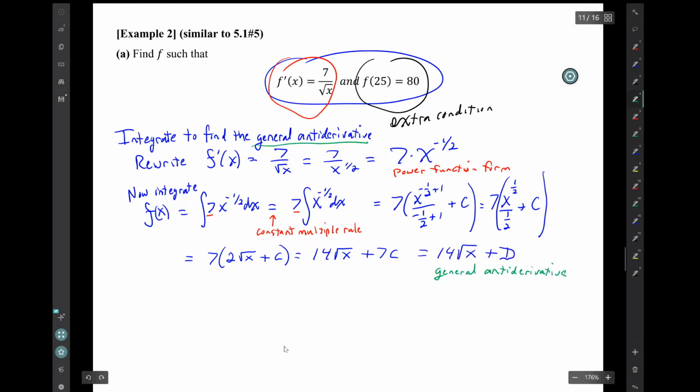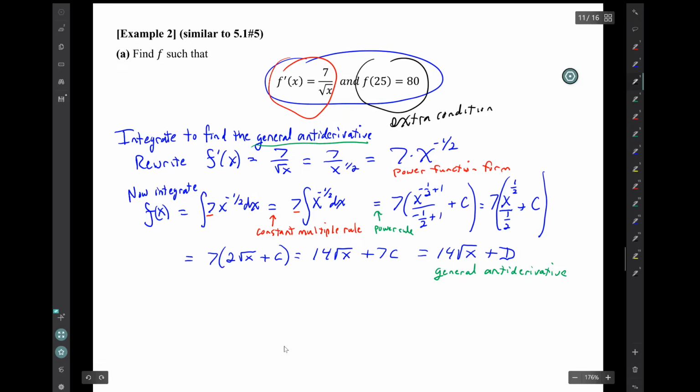So there's our result of integrating to find the general antiderivative. Now again, note that before integrating, we put our function in power function form. So that made the antiderivative straightforward. We used the constant multiple rule to pull that multiplicative constant 7 right through the integration symbol. And then we used the power rule, being careful with our exponent calculations. Minus 1/2 plus 1 equals plus 1/2. And also being careful with our arithmetic. Dividing by 1/2 is the same as multiplying by 2.